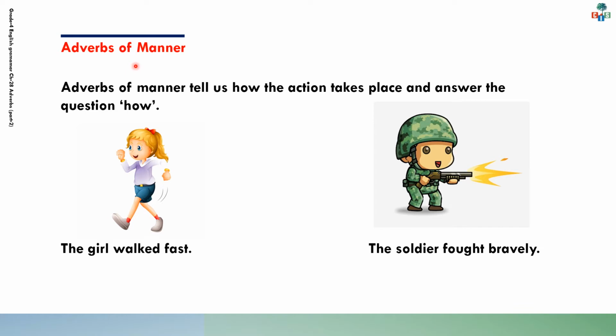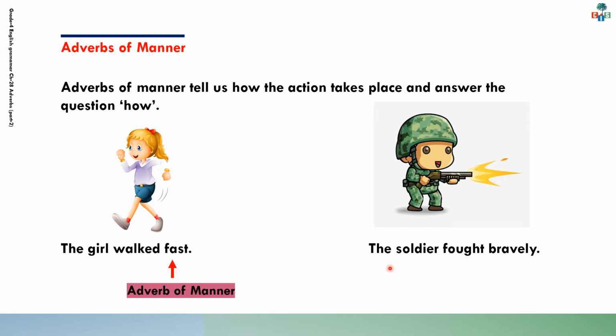Adverbs of manner. Adverbs of manner tell us how the action takes place and answer the question how. It means children, adverbs of manner tell us how or in what manner an action is done. For example, the girl walked fast. Now, whenever you want to find an adverb of manner in a sentence, ask the question with how. How did the girl walk? The girl walked fast. So, fast is an adverb of manner.